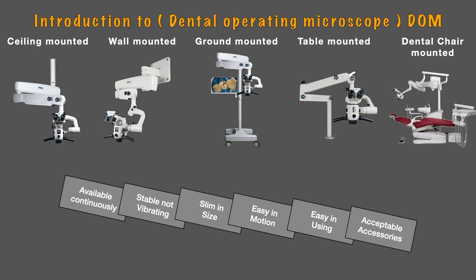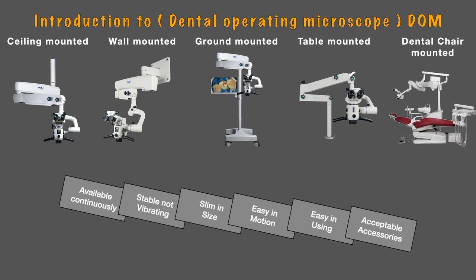The other point, as I say again, is stability. You should have a microscope which is stable and available every time, as slim in size as possible, so it doesn't take much space in your clinic. This one is not easy in motion, and this one is easy in motion. Here we can add accessories, because you have wires or connections, which is not easy with this one, but easy with this one. So all these properties are available in the ceiling type.